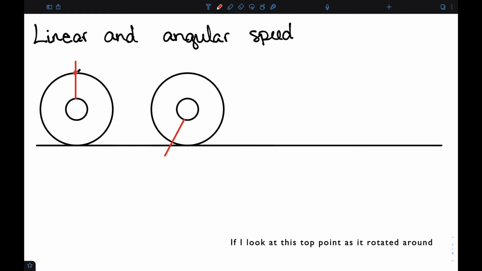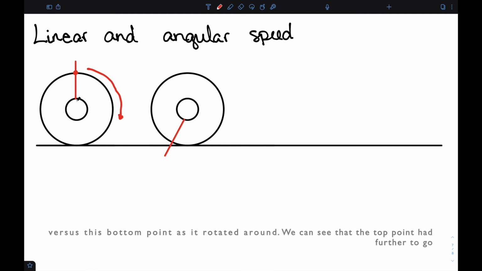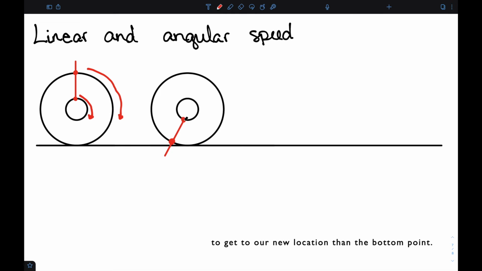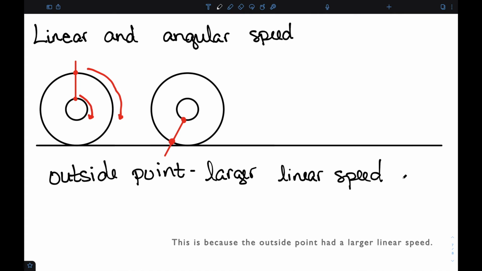So if I look at this top point as it rotated around versus this bottom point as it rotated around, we can see that the top point had further to go to get to our new location than the bottom point. The one on the larger circle had a further distance it had to travel. This is because the outside point had a larger linear speed.